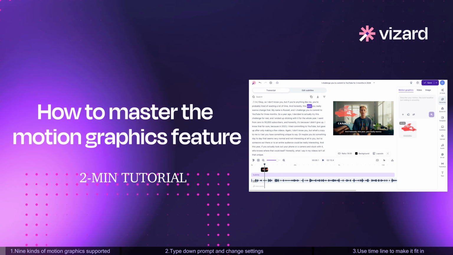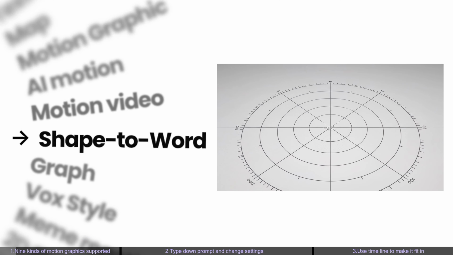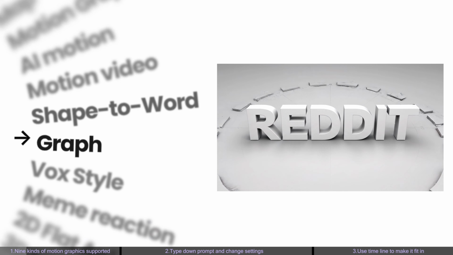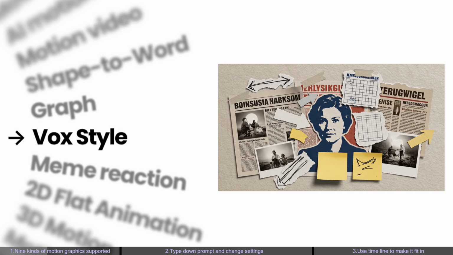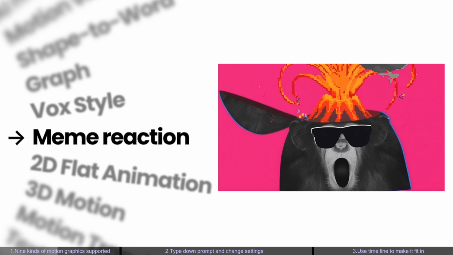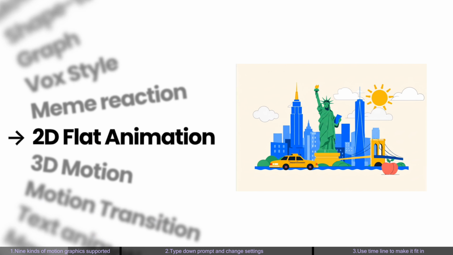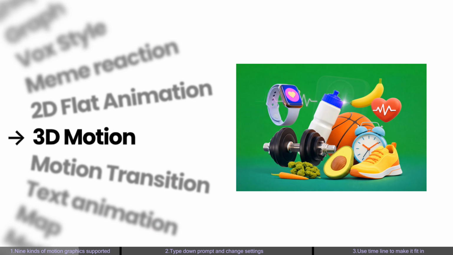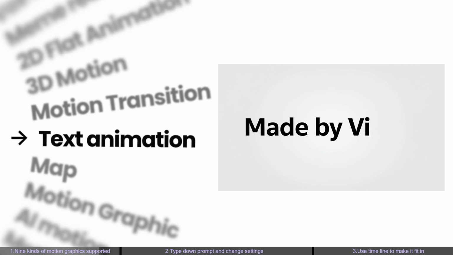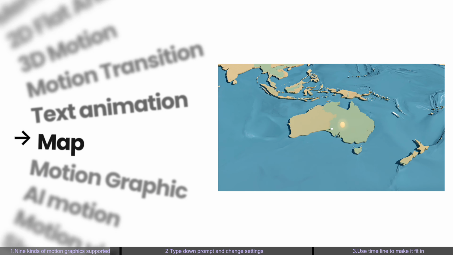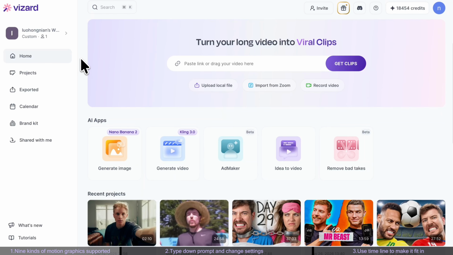With Vizard's Motion Graphics generation feature, you can create 9 different types of motion graphics: shape-to-word animations, graphs, Vox-style videos, meme reactions, 2D flat animation, 3D motion graphics, motion transitions, text animations, and maps. Each format helps you present information in a more visual and engaging way. Let's move on to how to add them to your video.